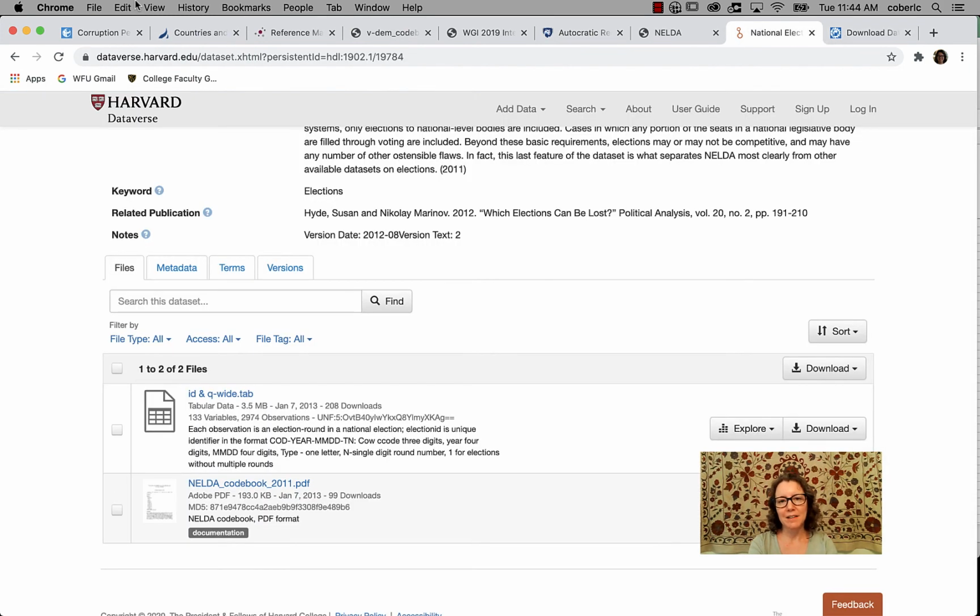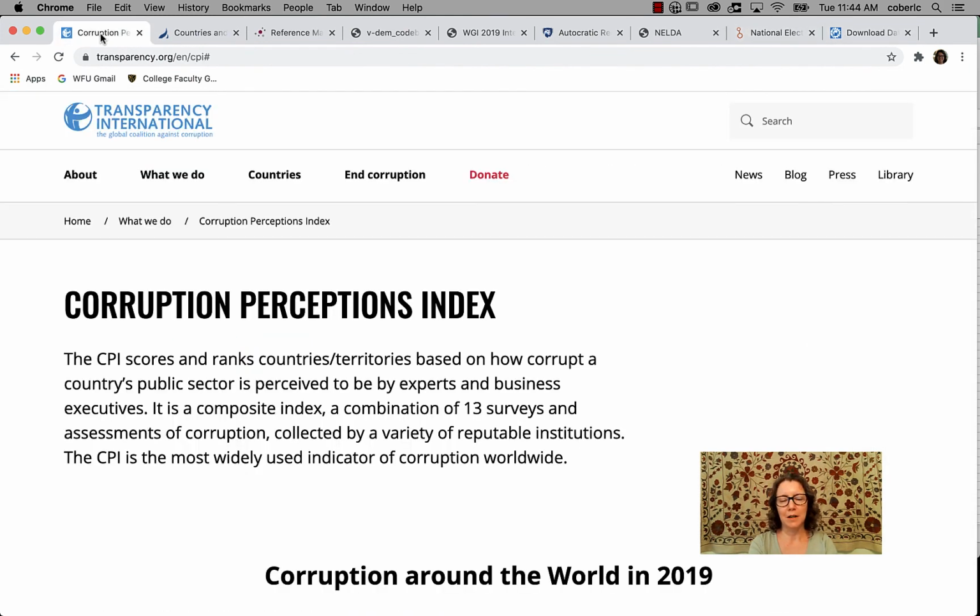So those are the main things that I wanted to talk to you about in terms of finding data online. You're going to practice this in a scavenger hunt with a small group and learn a lot more about the data and information that is available over the course of the semester.